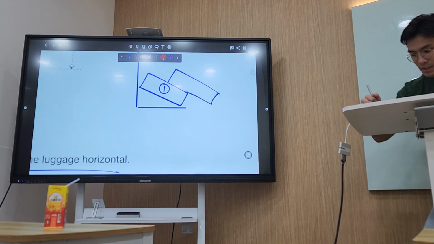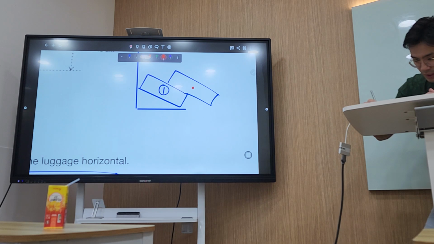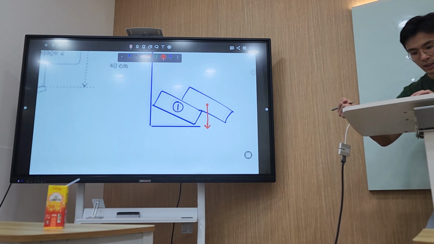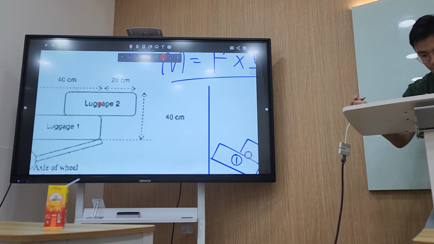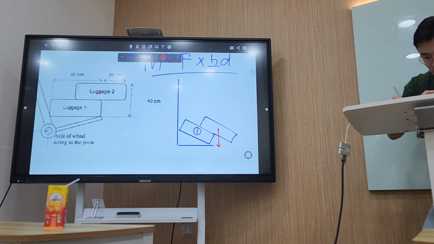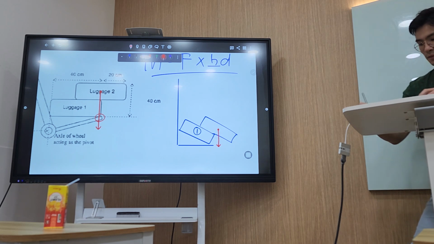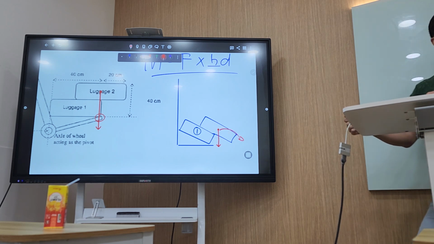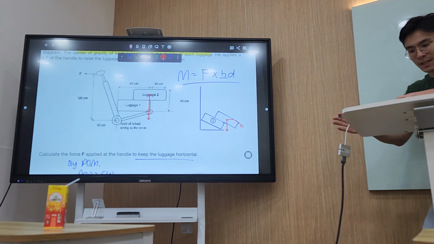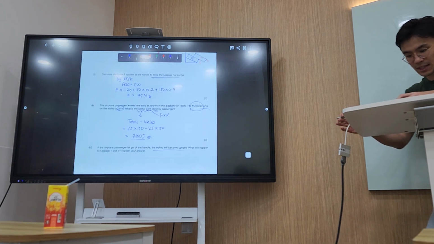Correct. Because number 2's center of gravity is over here. It's acting directly in the center. So initially it's already at the very edge of the railing. If you tilt it a little bit more, this fella's going to fall off. But how are we going to phrase it in the answer?